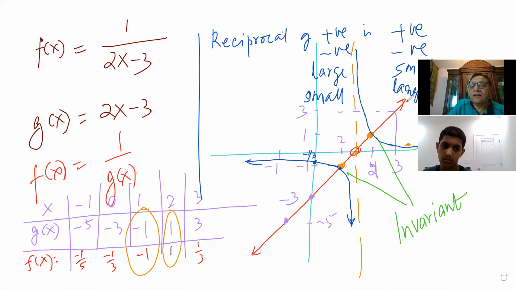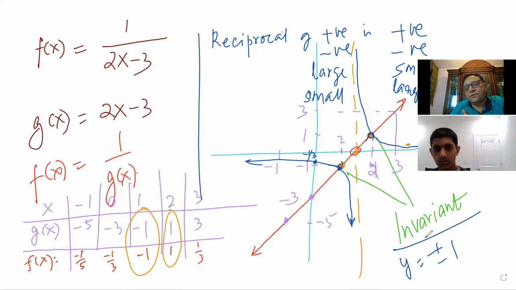So wherever we have the x-intercept of the line, we have a vertical asymptote. As we go away from this zero, the graph rapidly decreases in this portion. We also saw that we have invariant points at y equals plus or minus 1. Is that clear to you? That is how we could sketch the reciprocal function.